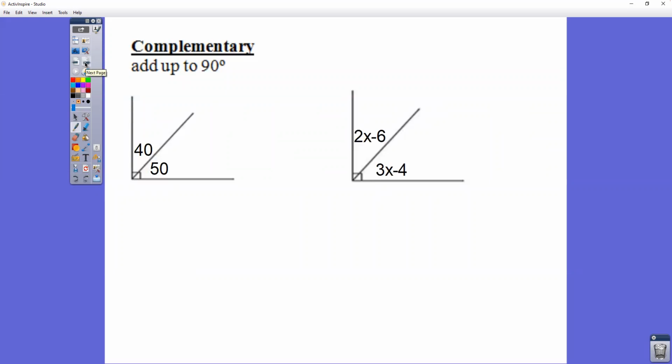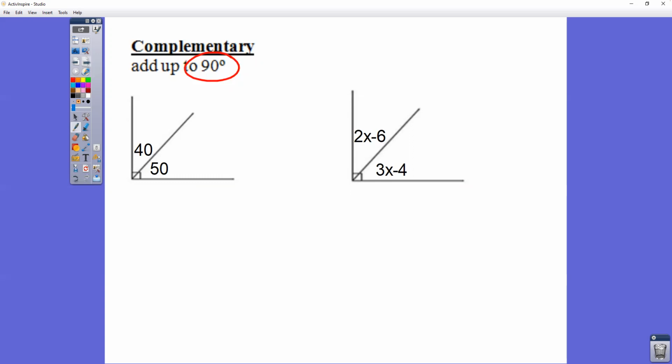Complementary angles take a right angle and divide it into 2 pieces. Complementary angles add up to 90 degrees. So for example, like 40 and 50, or you could have 70 and 20, things like that, that add up to 90 degrees. What you're going to have to do on your homework today is you're going to have questions that look like this. You're going to have to set up an equation, solve it for x, sub it back in to find those 2 angles.